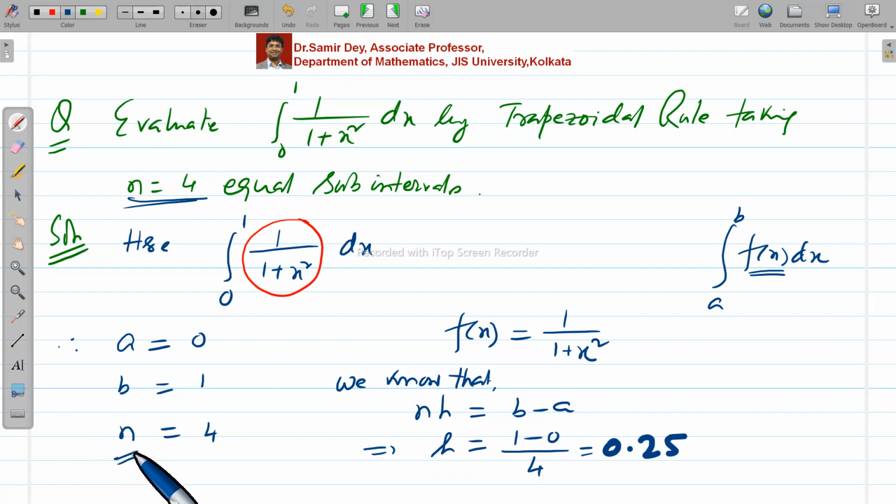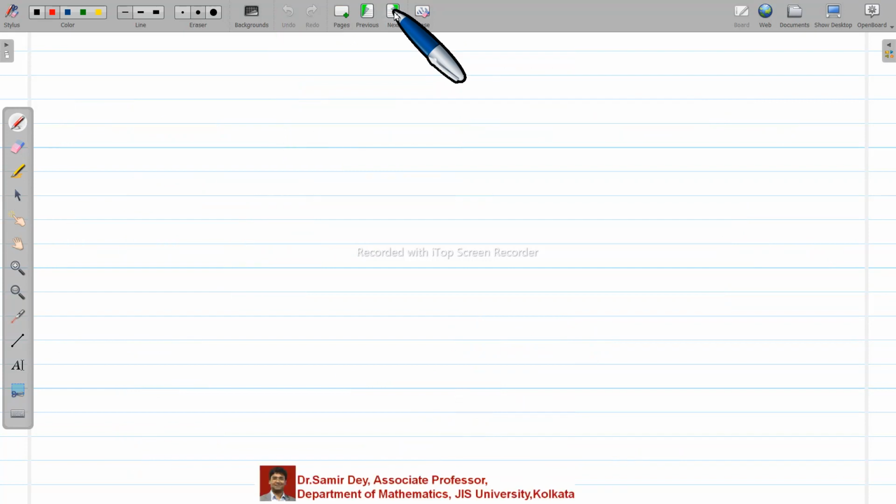So this n and this h, any one must be given in your question paper. Which one is given? The second one you have to calculate. Okay, now it is clear. So our first part is over. Now come to the second step.